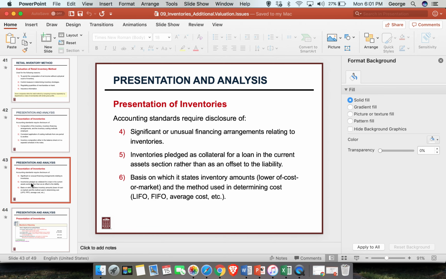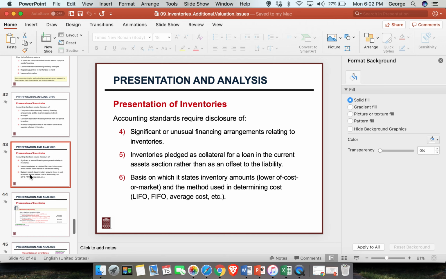Accounting standards also require disclosure of significant or unusual financing arrangements related to inventories. So maybe some of the inventories are restricted, and that's number 5. Pledged as collateral for a loan, and that should be reported in the current assets section rather than as an offset to the liability. All right, and then the basis on which the inventory is stated. Is it lower of cost or market? Is it historical cost? And then the method used in determining cost: LIFO, FIFO, average cost, specific identification.